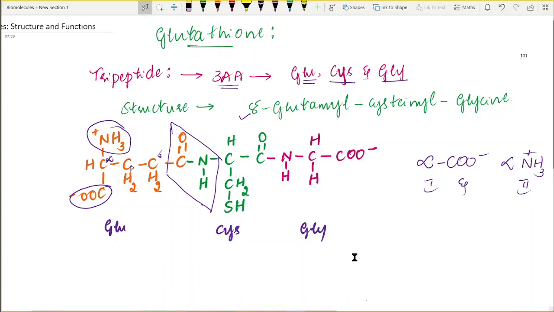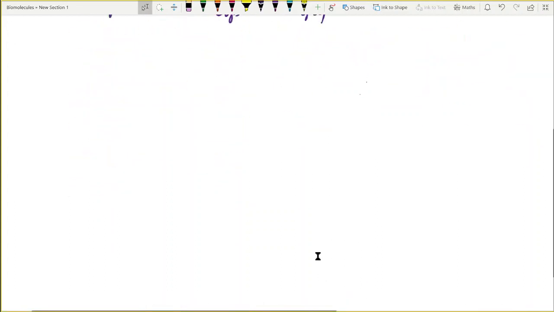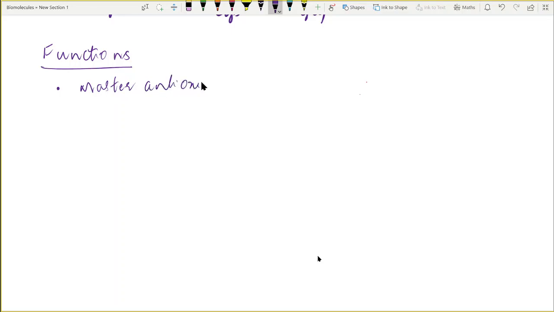Next, let us know the functions of glutathione. Okay, what are the different functions of glutathione? So the very first function: glutathione is called the master antioxidant of our cells.